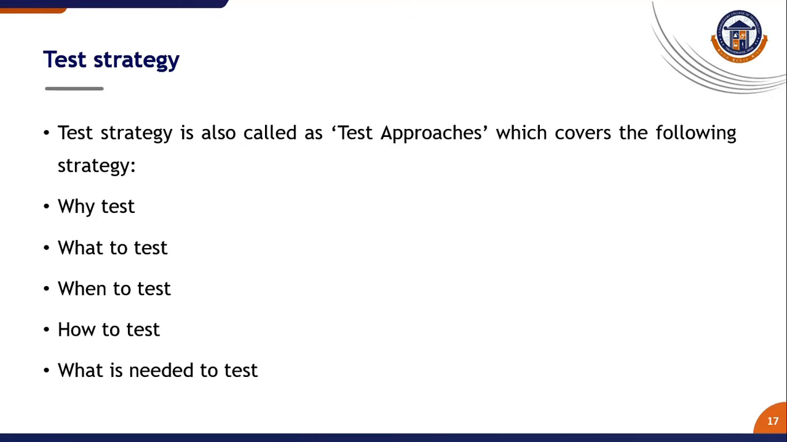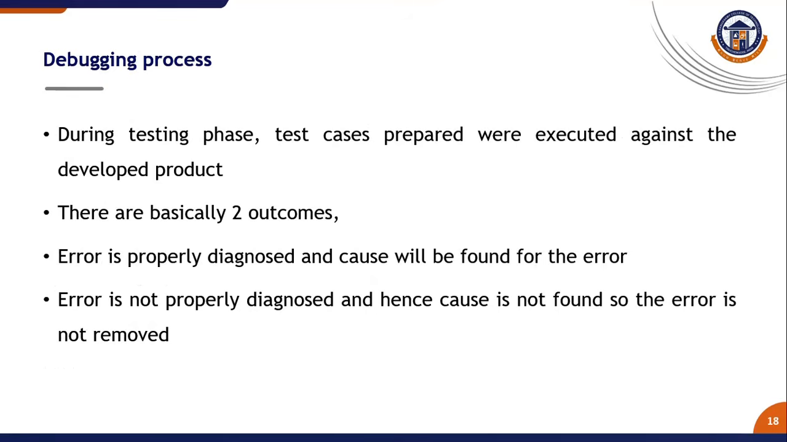The test strategy is also called the test approach, which covers the following: why to test, what to test, when to test, how to test, and what is needed to test. So these are the testing approaches. Debugging process: during the testing phase, the test cases prepared are executed against the developed product. There are basically two outcomes. Either the error is properly diagnosed and the cause is found for the error, or the error is not properly diagnosed and hence the cause is not found, so the error is not removed in the developed modules.